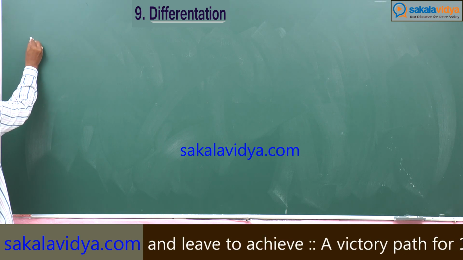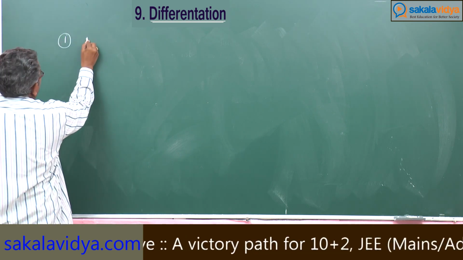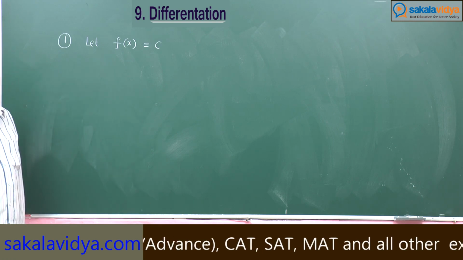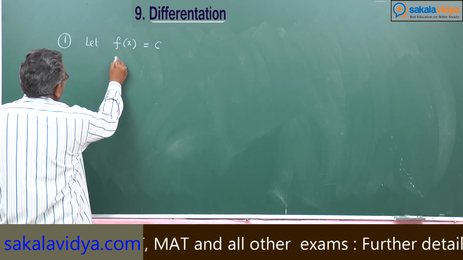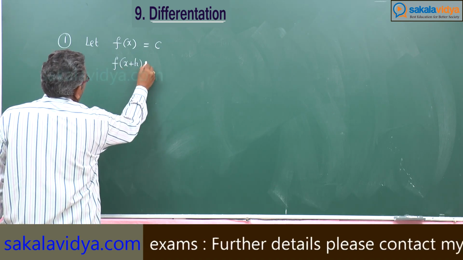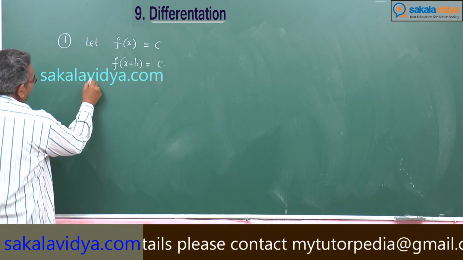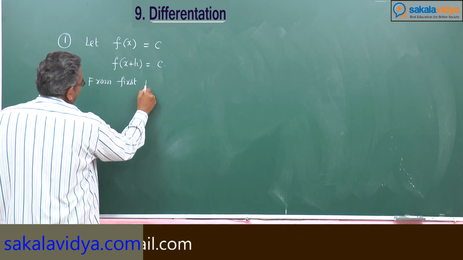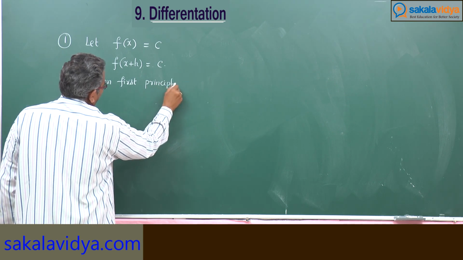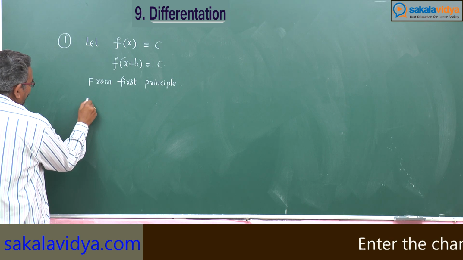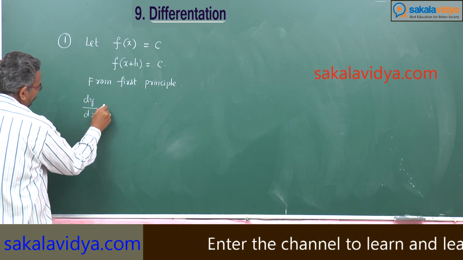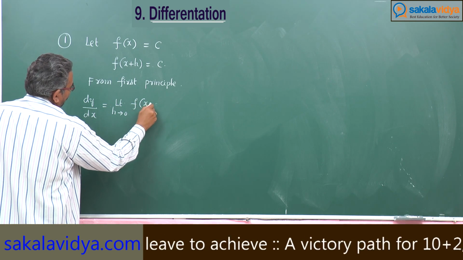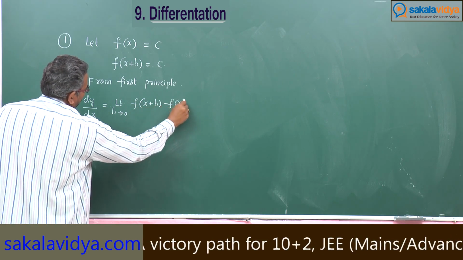First one, let us consider f of x is equal to a constant function, C. First, let us find f of x plus h, that is also C. From first principles, dy by dx is equal to limit h tends to 0 f of x plus h minus f of x by h.